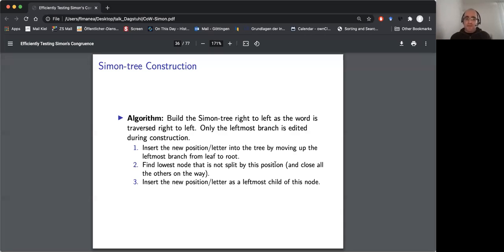So we decide that they are blocks which we completely identified, and close them. Once we find a node that is split by this position, this is a splitting position, so we insert a new position. Once we find a node which is not split by this position, all the nodes below were split by this position, so they were closed. We simply insert this new position as the leftmost child of this node, because what was below this node was already closed.